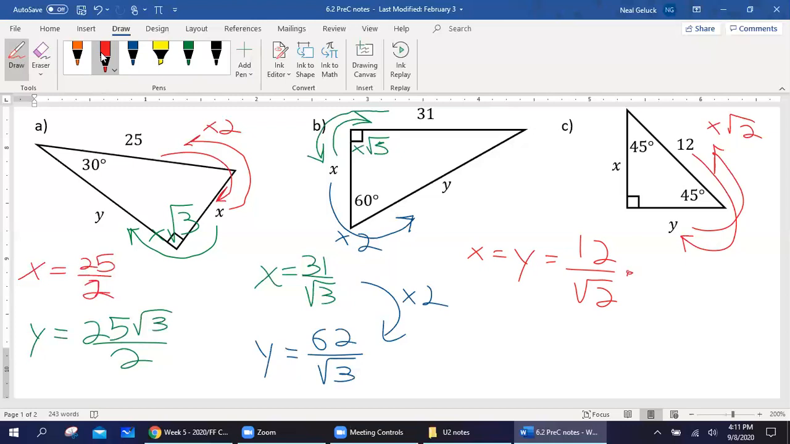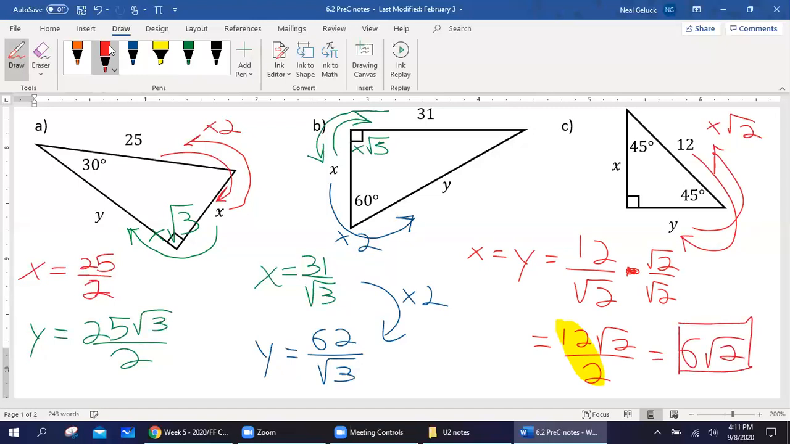And if you're going, well, how do I know when to do that? Well, just ask yourself, will things reduce in the end? So if I multiply top and bottom by root 2, I'd have 12 root 2 over 2. And again, I was kind of looking ahead and I could see that I could reduce the 12 and the 2. And so this becomes 6 root 2. Just simplify it down a little bit. And again, that's both x and y on that one.